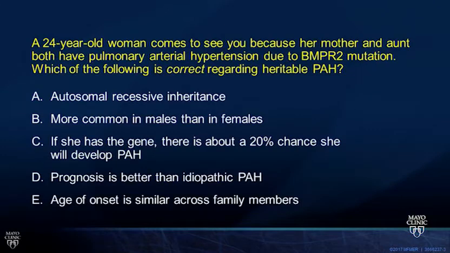Autosomal recessive inheritance, more common in males than females. If she has a gene, there's about a 20% chance she'll develop pulmonary hypertension. The prognosis is better than in idiopathic pulmonary hypertension. The age of onset is similar across all family members. So go ahead and let us know what you think the correct answer is concerning this patient who has a BMPR2 mutation.